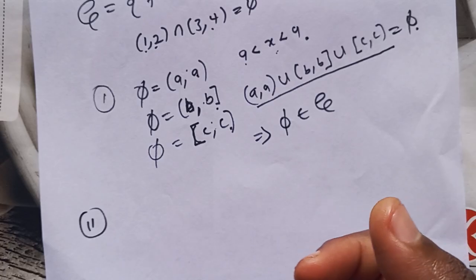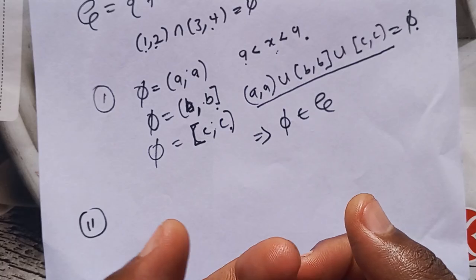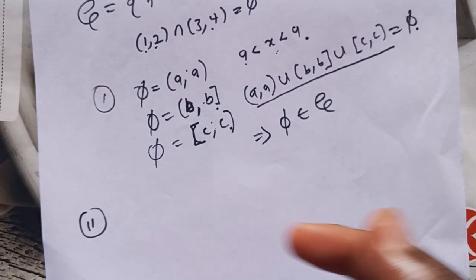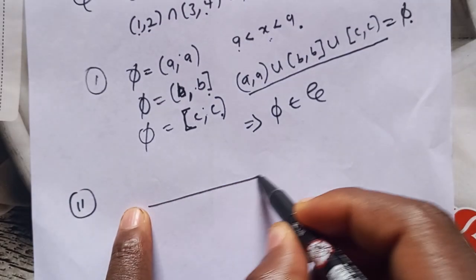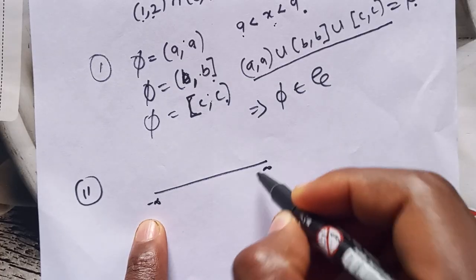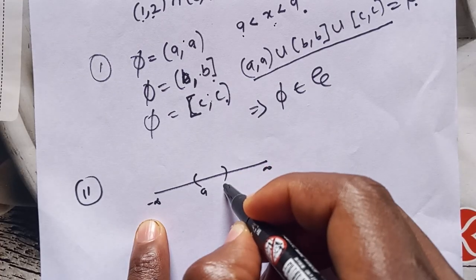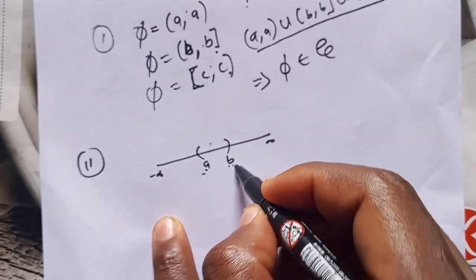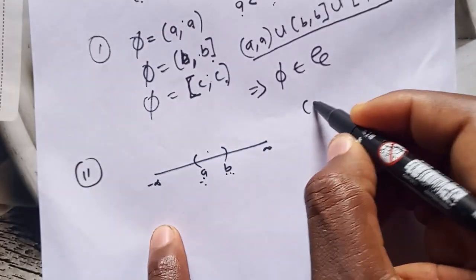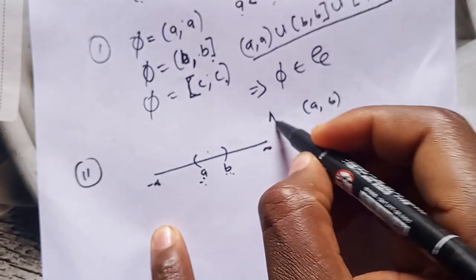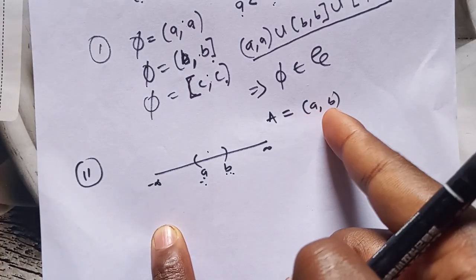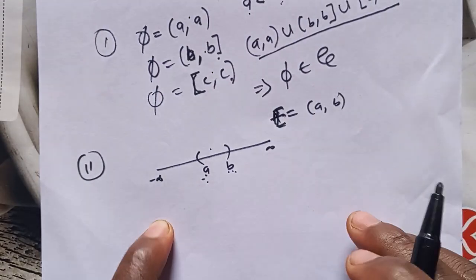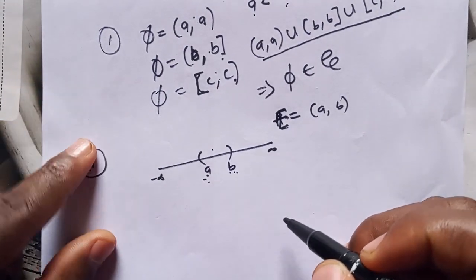Now secondly, we need to show that if we pick an interval in R, then its complement is also in that class. Let's say this is the real line from minus infinity to infinity. Let me create an arbitrary interval (a, b). Let me use E to be (a, b). Now, what is the complement of this interval?